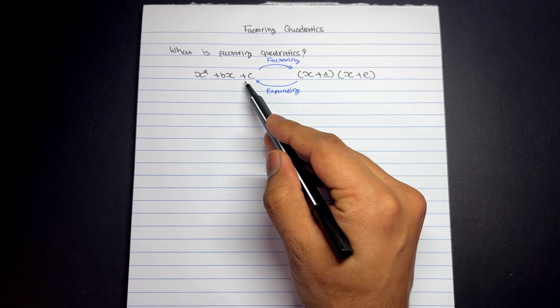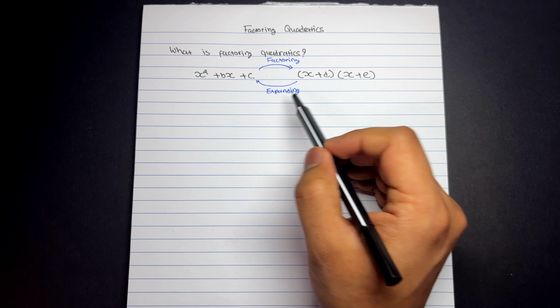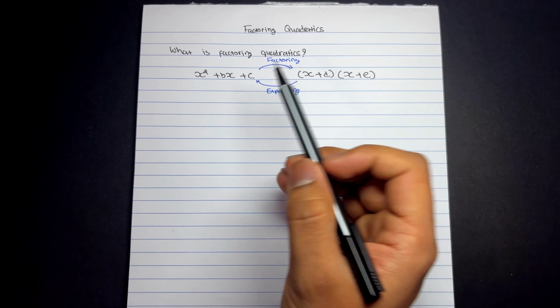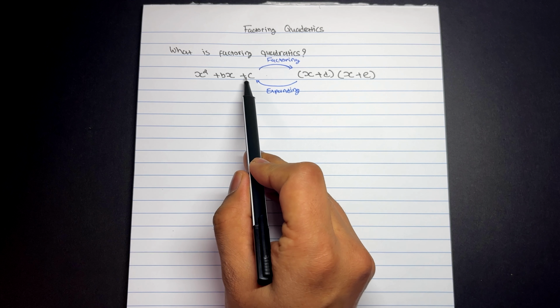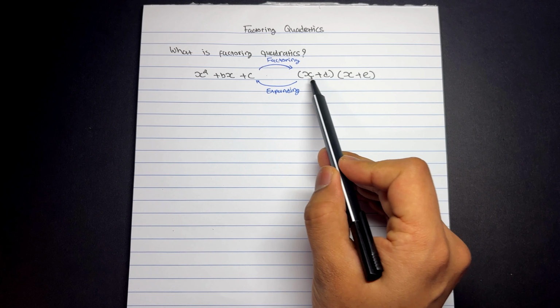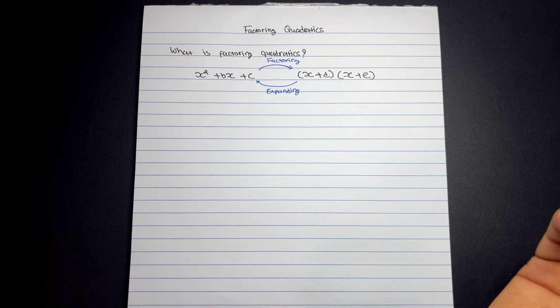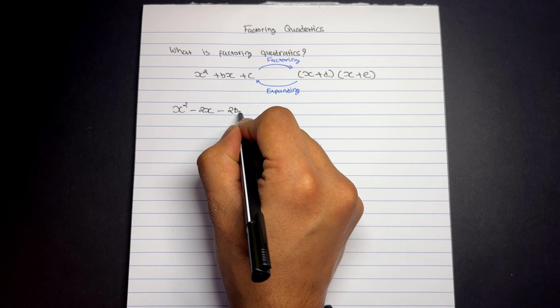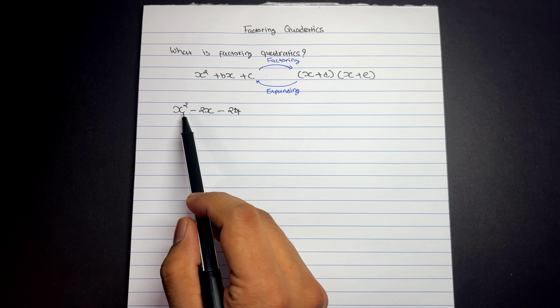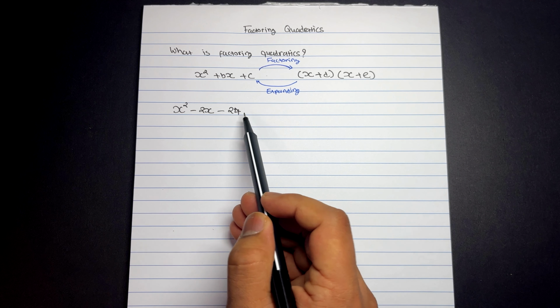And if we go the other way around, that's called expanding, which I will cover in a different video. So basically it's just going from a longer version of a function to two smaller versions in a simple way. So let's go over an example so you guys can better understand what it means. Here's our function, x squared minus 2x minus 24.